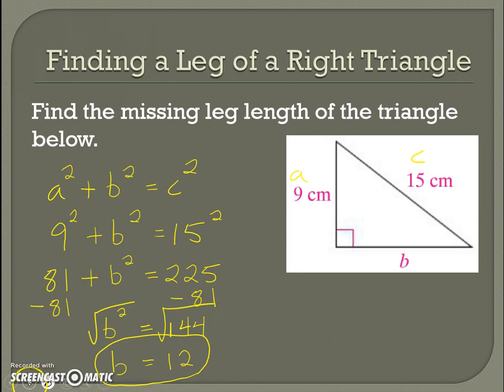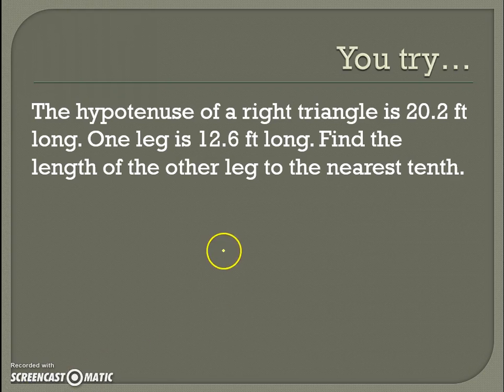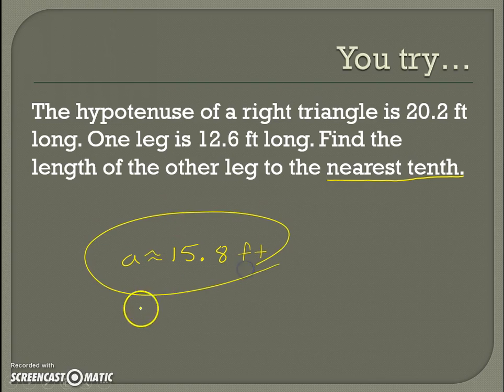So here is one for you to try. The hypotenuse of a right triangle is 20.2 feet long. One leg is 12.6. Find the length of the other to the nearest tenth. Okay, so make sure that you pause and you try this problem on your own. And hopefully you found your solution to be 15.8. If you're rounding correctly, it's 15.8. So if you didn't get that right, go back and check. You made a mistake somewhere, try to figure it out.